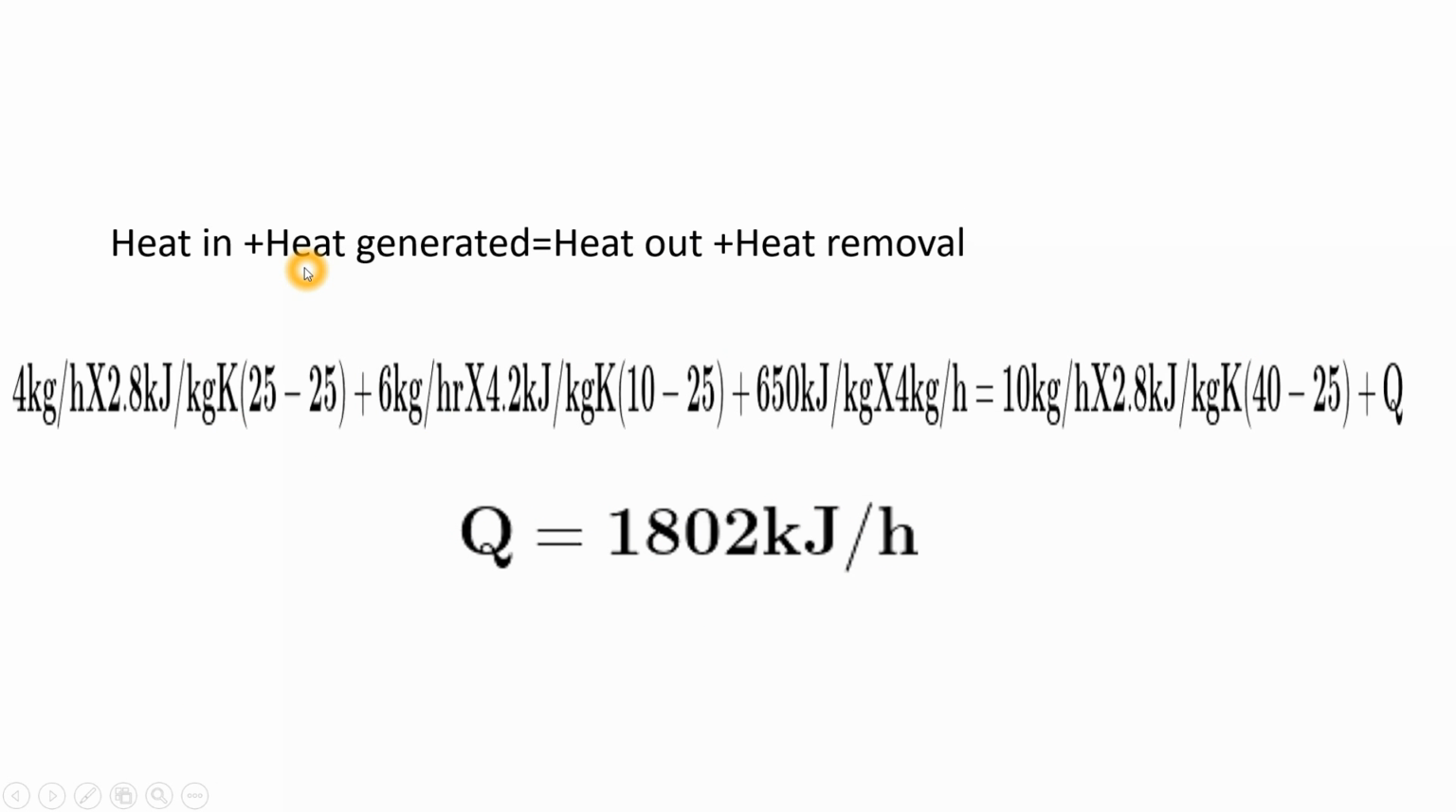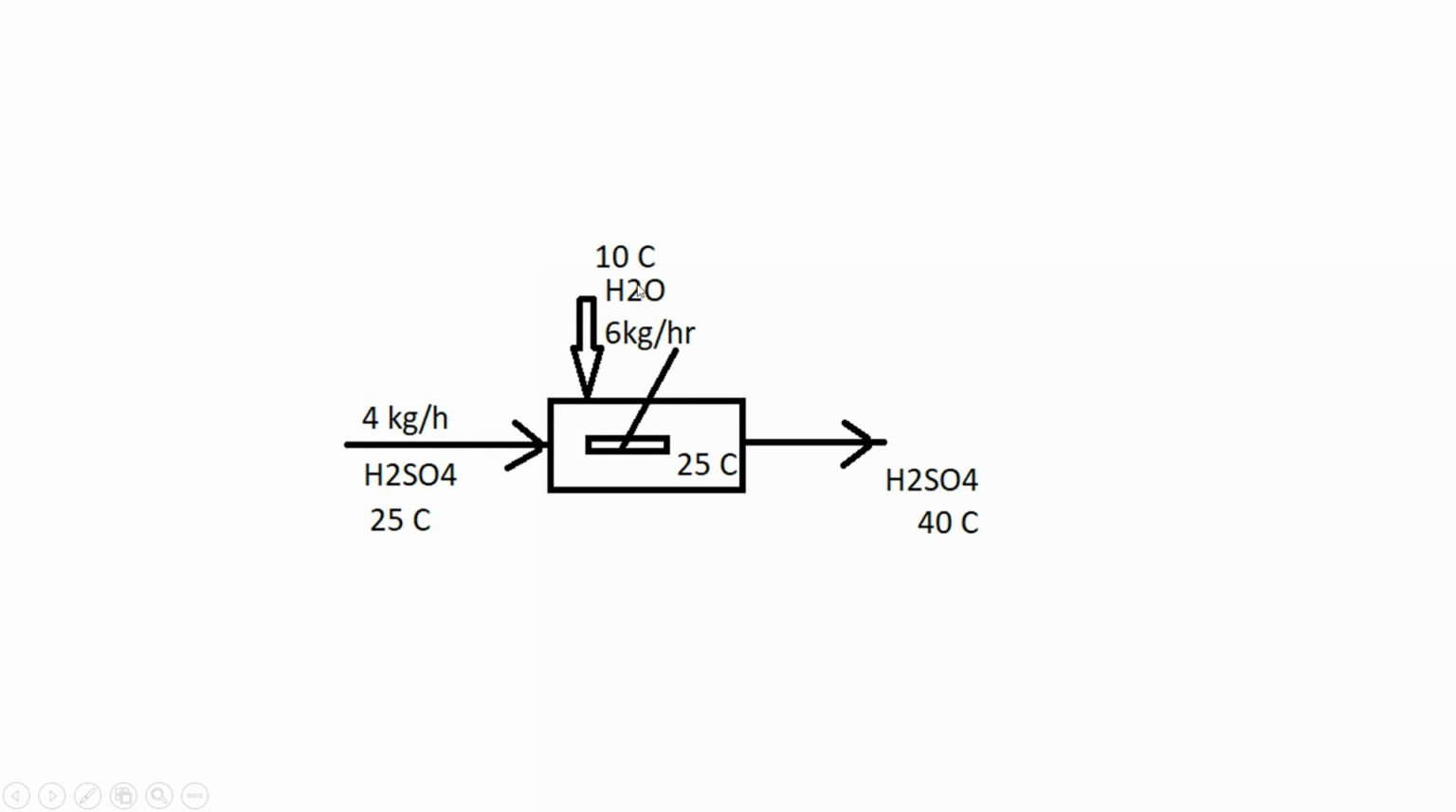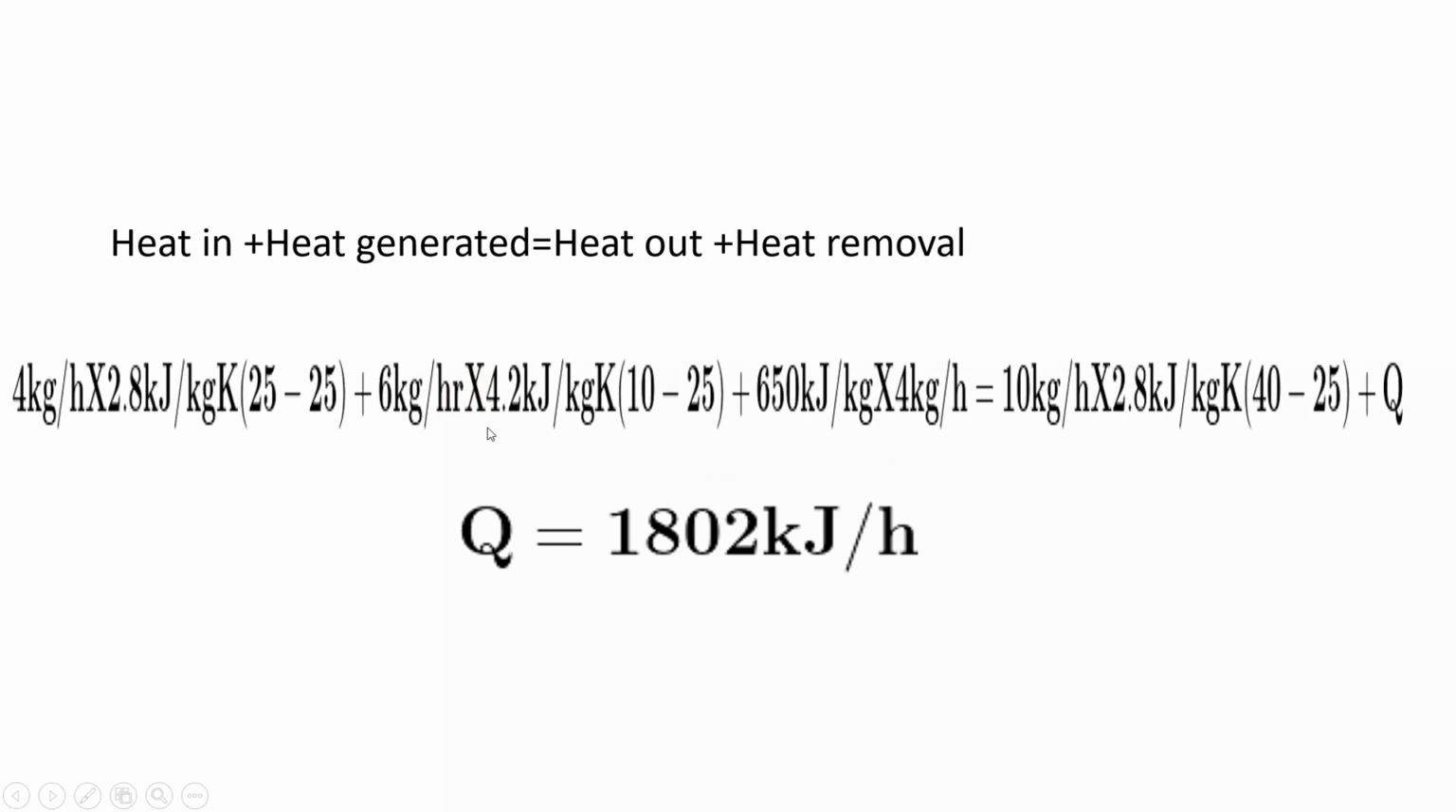Now we will see another thing, how much heat it will give. Actually the water is at 10 degrees centigrade, so it will take heat from this mixture. So you can see here 6 kg per hour into 4.2 kilojoule per kg Kelvin into 10 minus 25 degrees centigrade. Please note this, I am doing 10 minus 25 here, it will be negative. Negative means it is taking heat from the system, right?